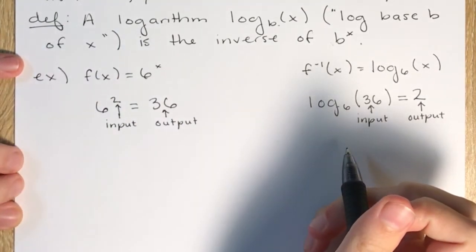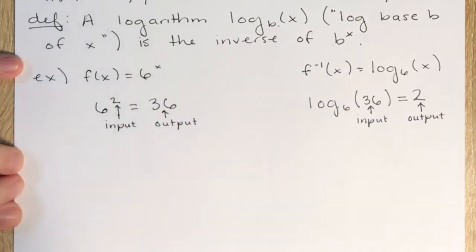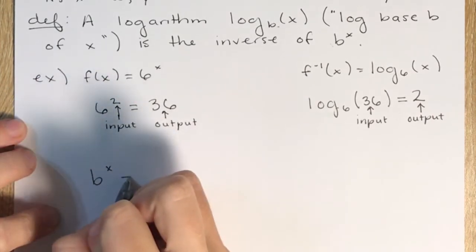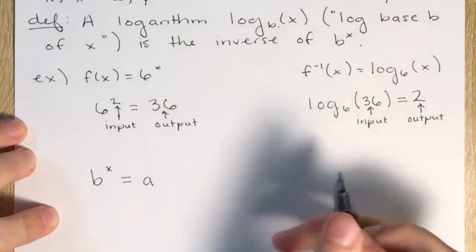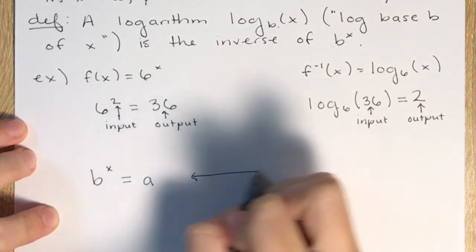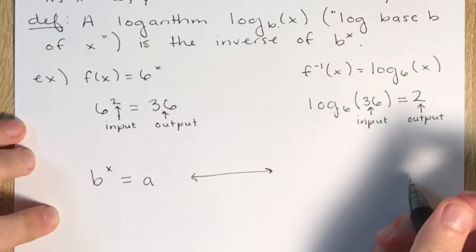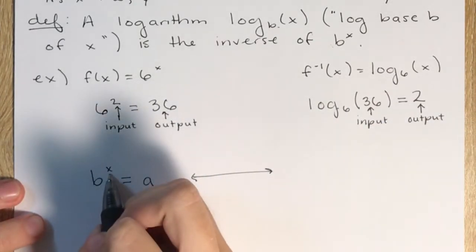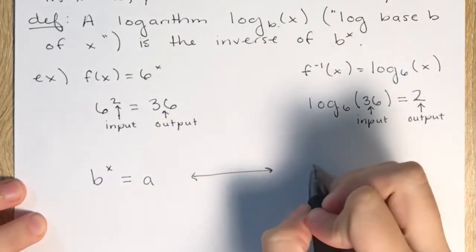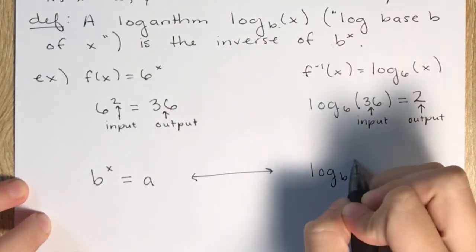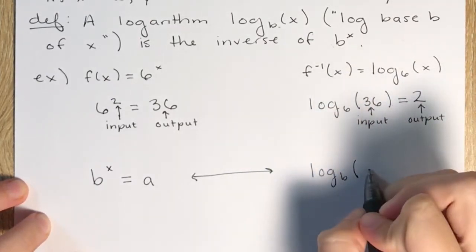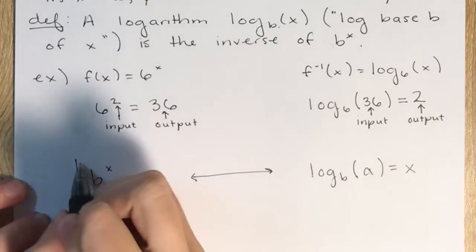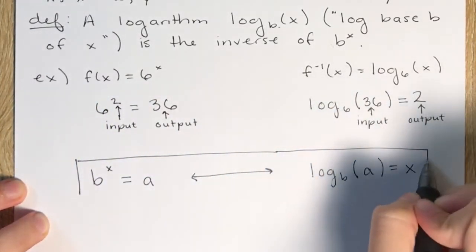So from this, we can come up with a formula, where we have b to the x equals some output a. And when we swap forms, that's what we're here to do, we're converting between exponential and logarithmic form. When we swap forms, this is our old input and our old output. So our new input will be a, and our new output will be x. This is the formula that we're using here.